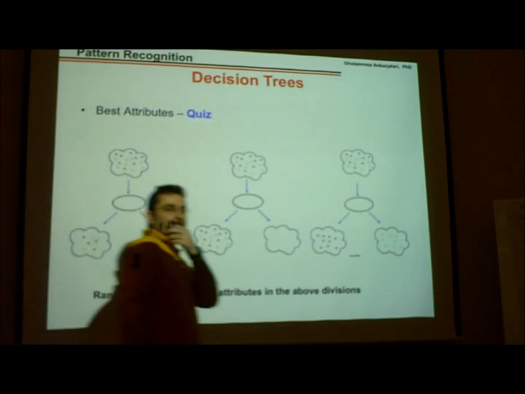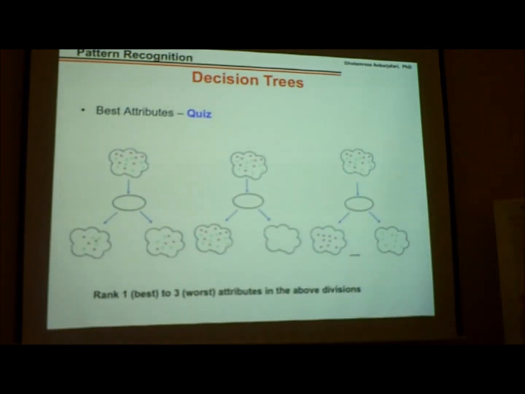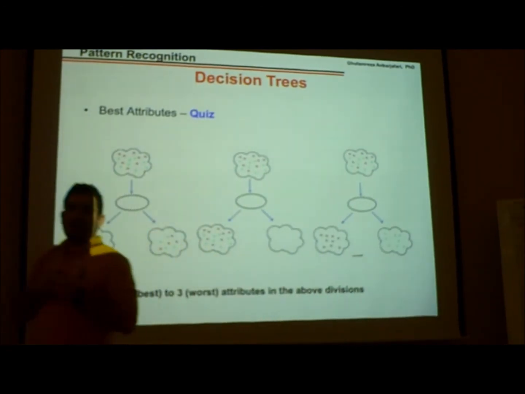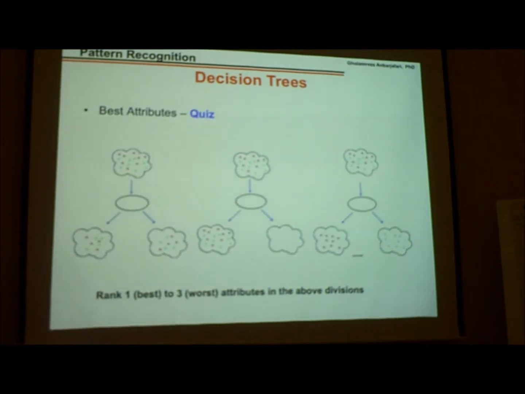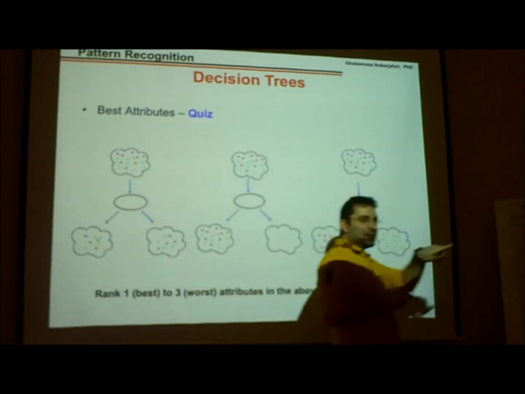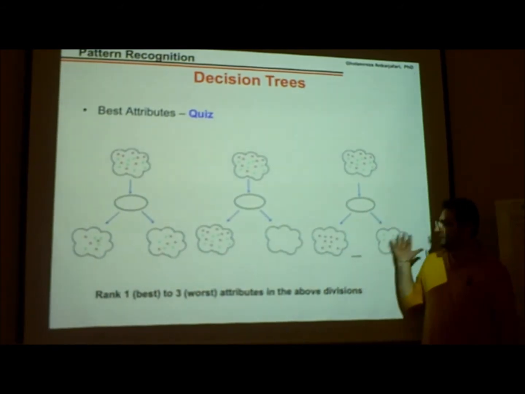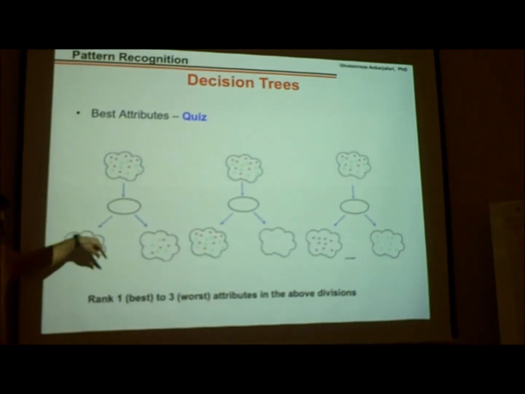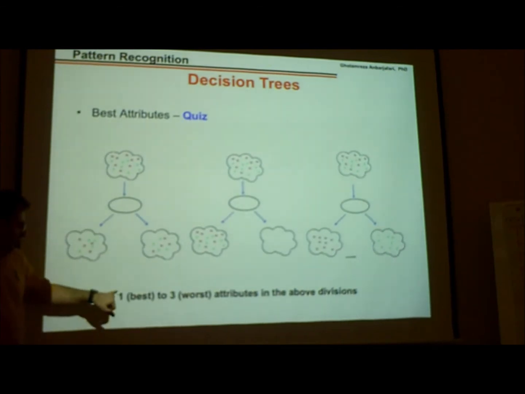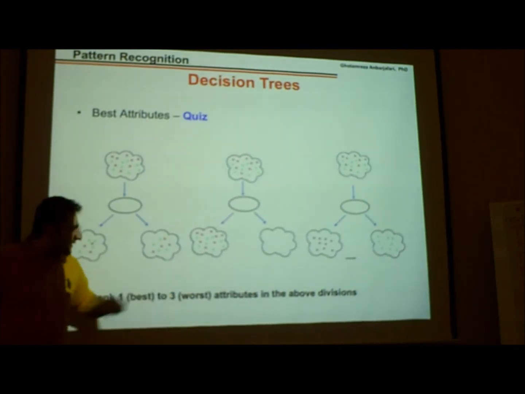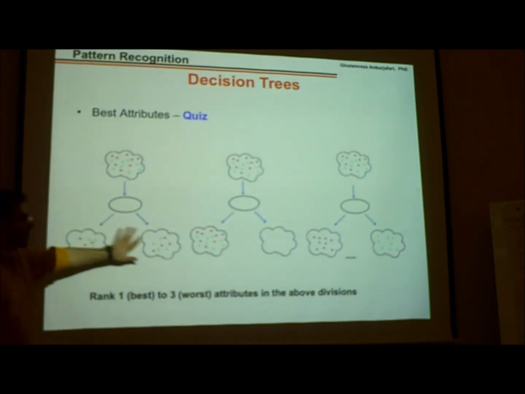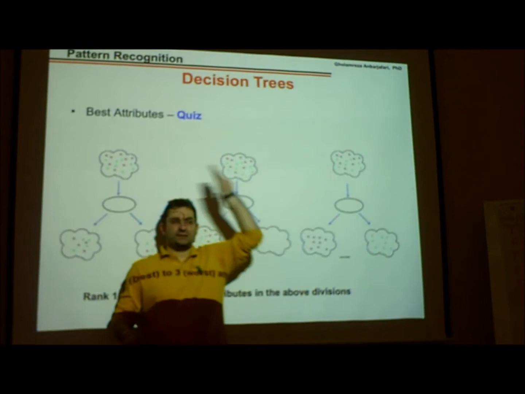Now, quiz. I have an attribute, and I have a question, which is in here, right? Based on the question and the attribute, I will get these divisions. Rank them 1 to 3 for each of them. 1 is the best, and 3 is the worst attribute from these divisions. Which of these attributes is the best, you think?